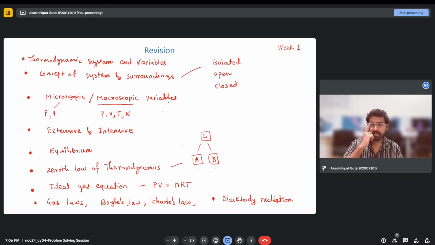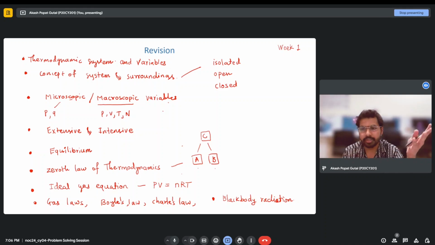In the first week, what we have seen is the basics of thermodynamics. What are the thermodynamic system and variables? The concept of system and the surrounding. And we have seen the isolated, open, and closed system, the three types of classical thermodynamic systems.